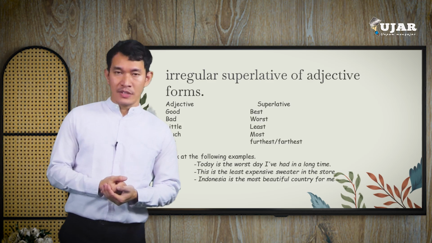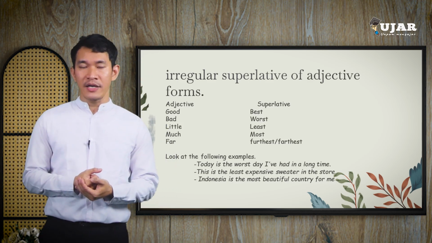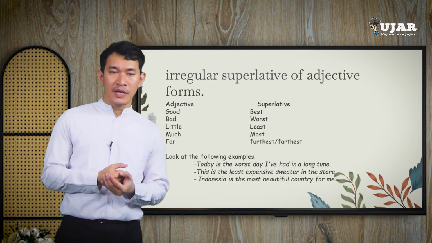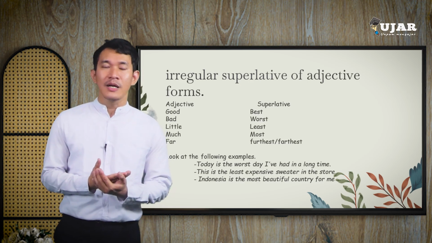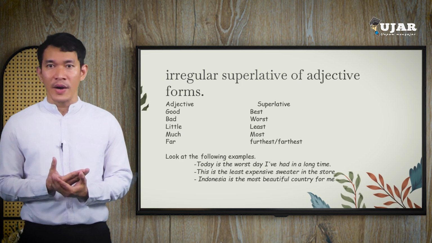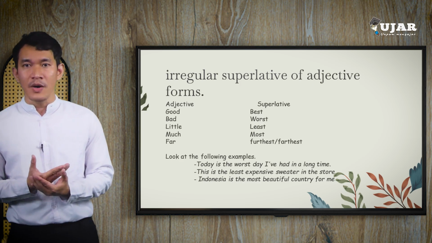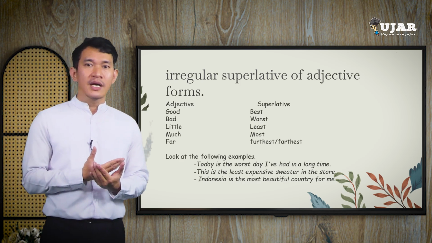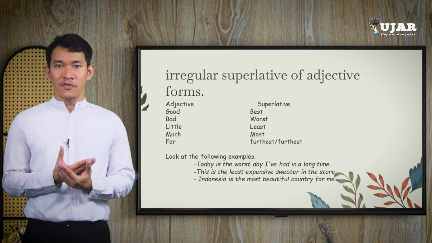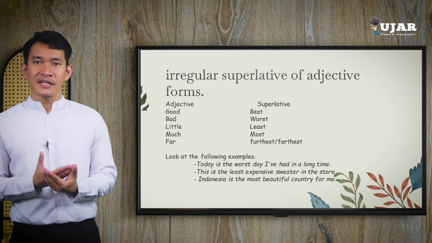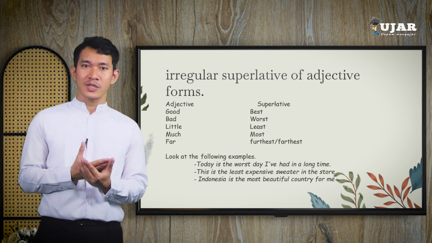Superlative of adverbs. With adverbs ending in -ly, you must use more to form the comparative and most to form the superlative. For example, quietly becomes the most quietly, slowly becomes the most slowly, quickly becomes the most quickly, seriously becomes the most seriously. For example, in a sentence, the teacher spoke more slowly to help us understand.